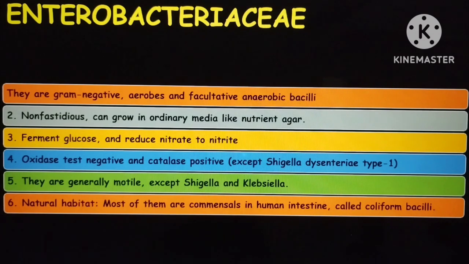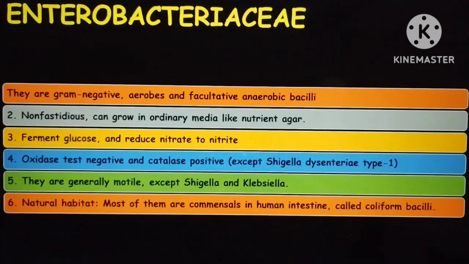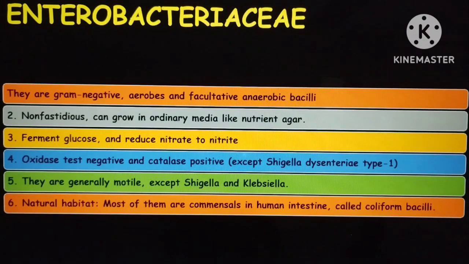As for natural habitat, they are usually commensals of the human intestine, that is why they are called coliform bacilli. Okay, so these are the 6 characters you want to remember.